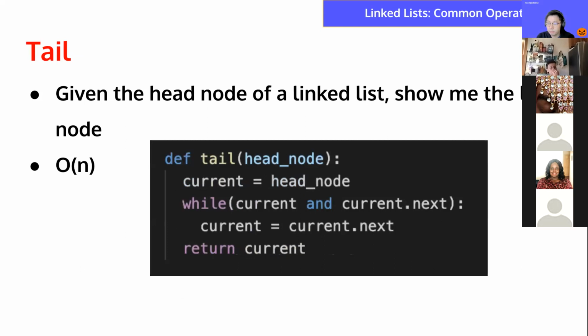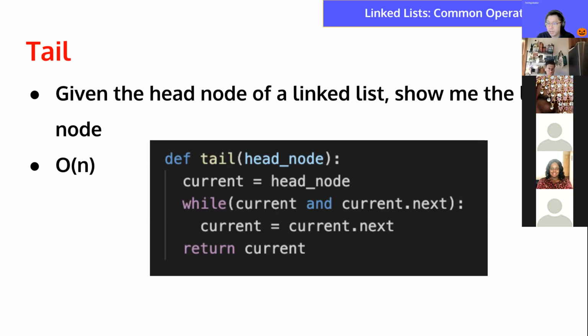And now moving on to the tail operation, what this says is that given the head node of a linked list, show me the last node. So you could imagine that now in order to get to the last element from the first element that you have access to, we need to iterate through all the elements in the linked list in order to get to the last one, which is the tail.